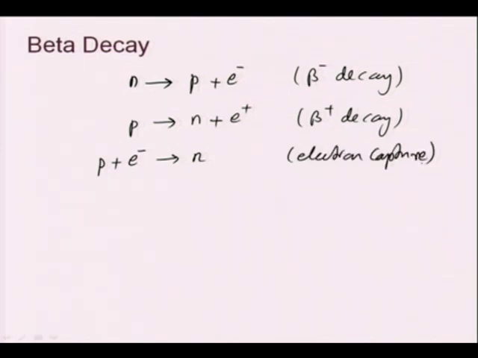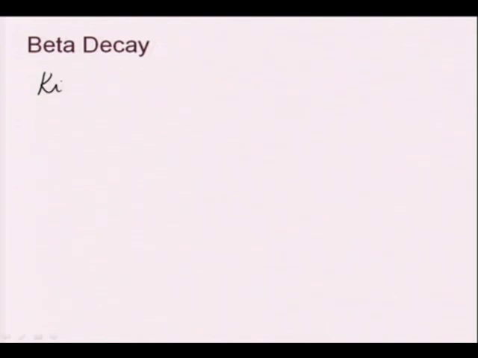So, at the level of the nucleons, the beta decay and the associated reactions are in terms of neutron and proton converting into each other, right, with the emission of electron or absorption of the electron or positron. So, now let us come to the kinematics.